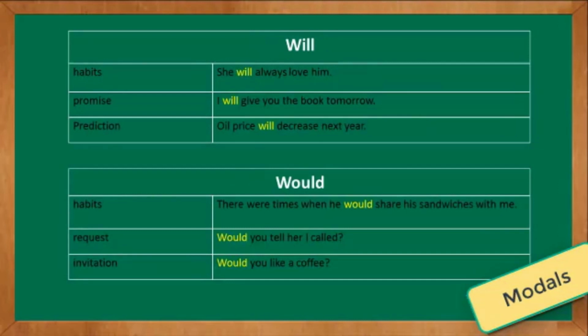Will. Will could mean a habit. Example, she will always love him. It could also mean to promise. Example, I will give you the book tomorrow. And it could also mean a prediction. Example, oil price will decrease next year.